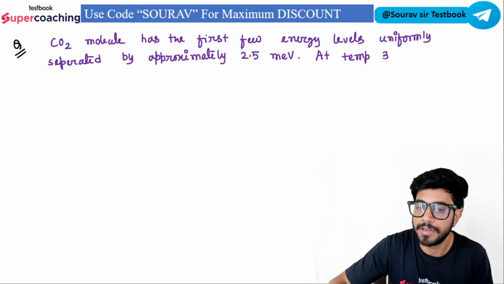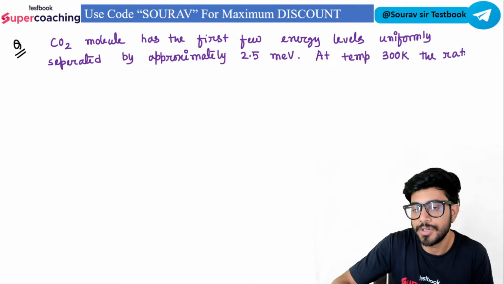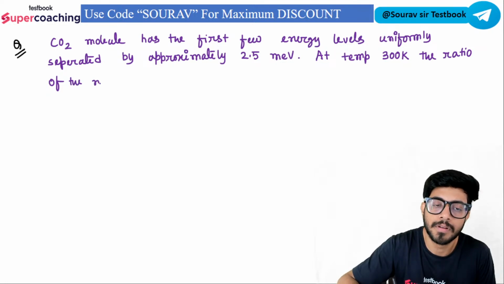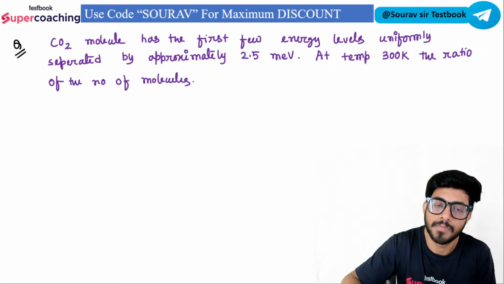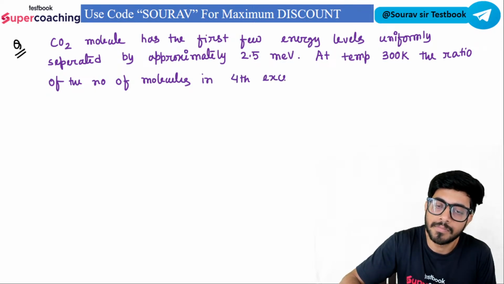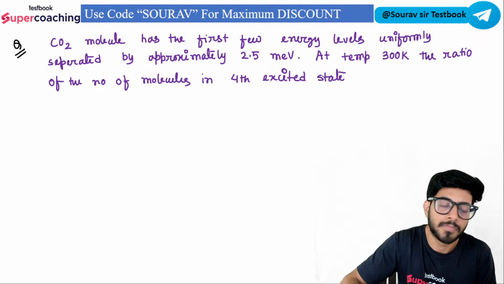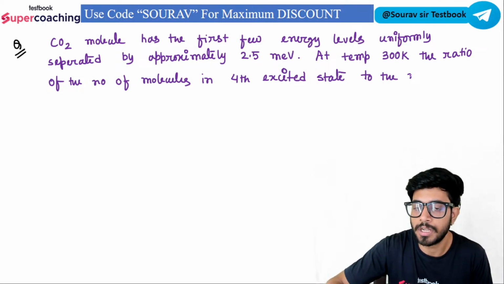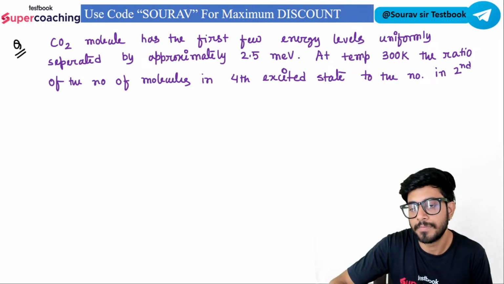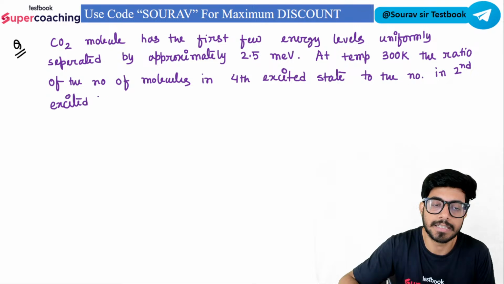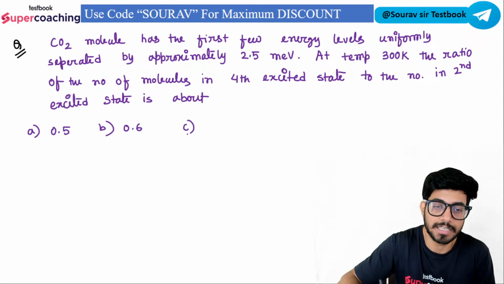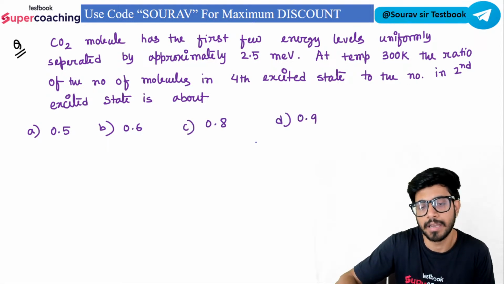at temperature 300 Kelvin the ratio of the number of molecules in fourth excited state to the number in second excited state is about... Option A says 0.5, option B says 0.6, option C says 0.8, option D says 0.9, and this is a GATE exam question.